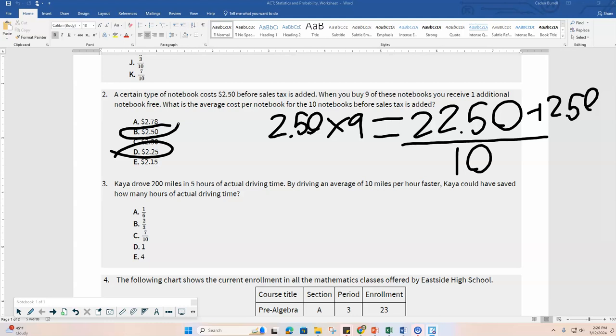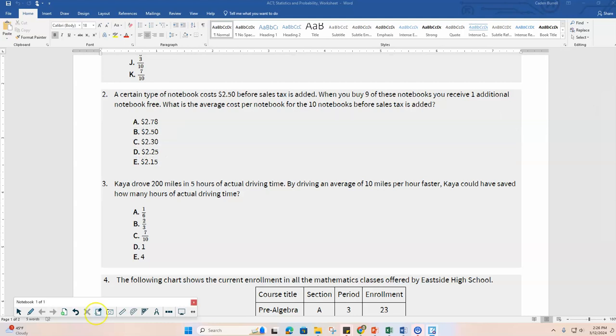Love me some probability. Let's take a look at question number 3. Ready, set, go. I'll give you a minute. Number 3. Kaya, bless her soul, drove 200 miles in 5 hours of actual driving time. Driving an average of 10 miles per hour faster, Kaya could have saved how many hours actually?